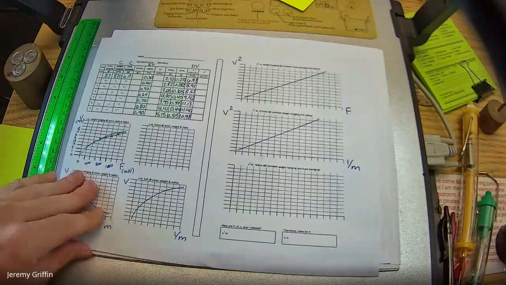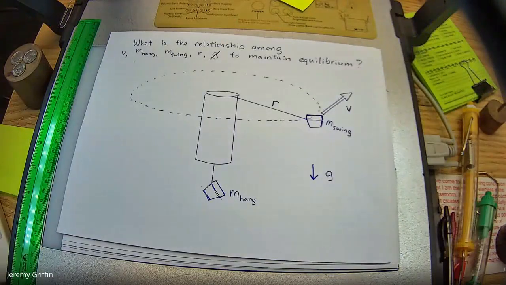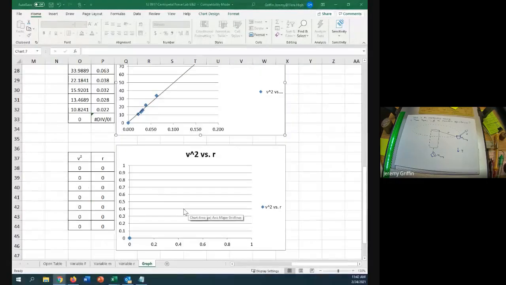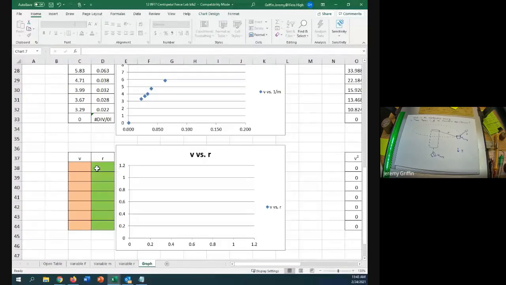So let me flip my screen over. Present, screen, to share. These graphs are looking really nice. Okay. So V versus R. The radial values went 0.30 meters, 0.40 meters. And then from there, I just changed it 10 centimeters at a time.